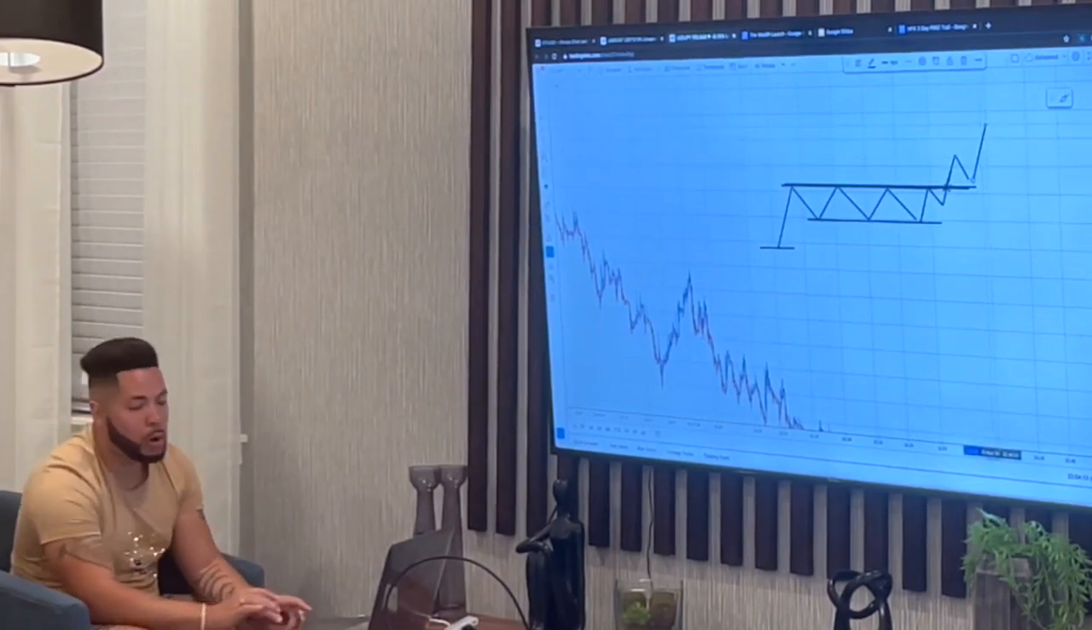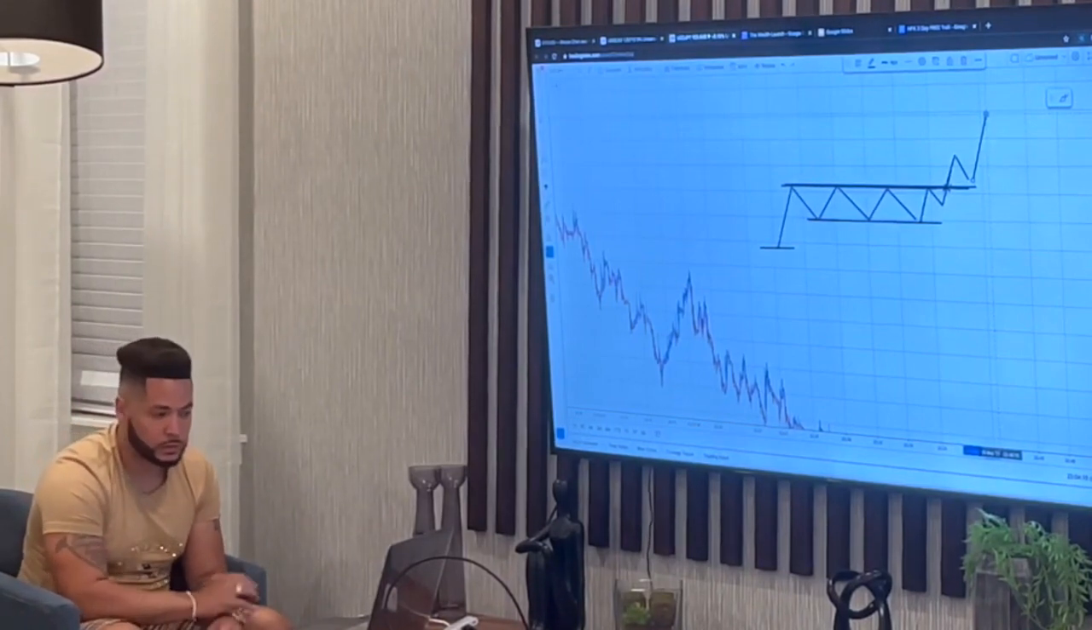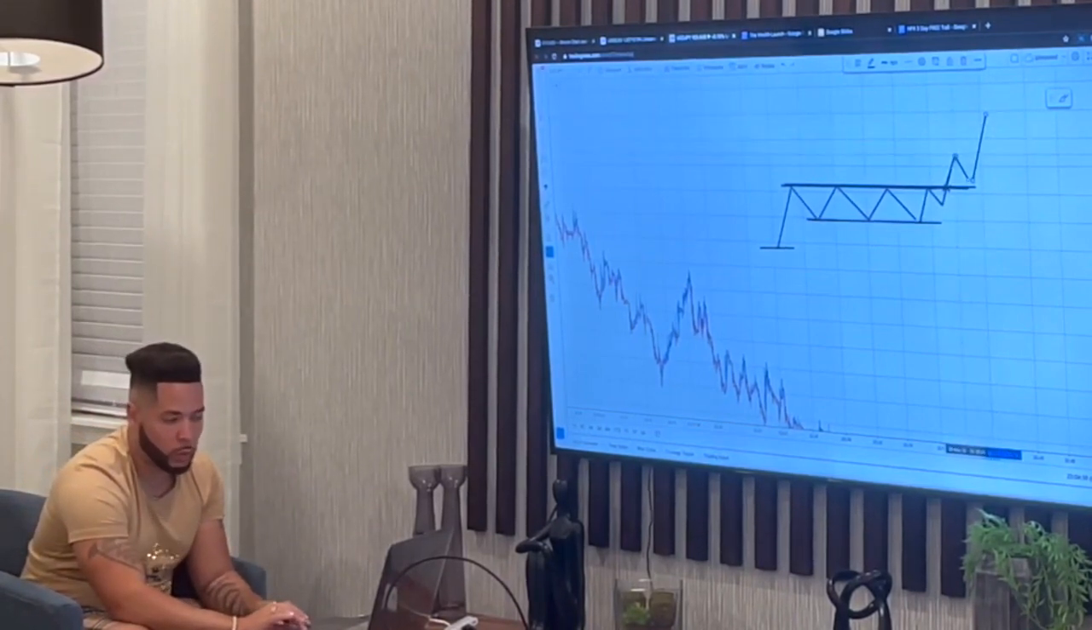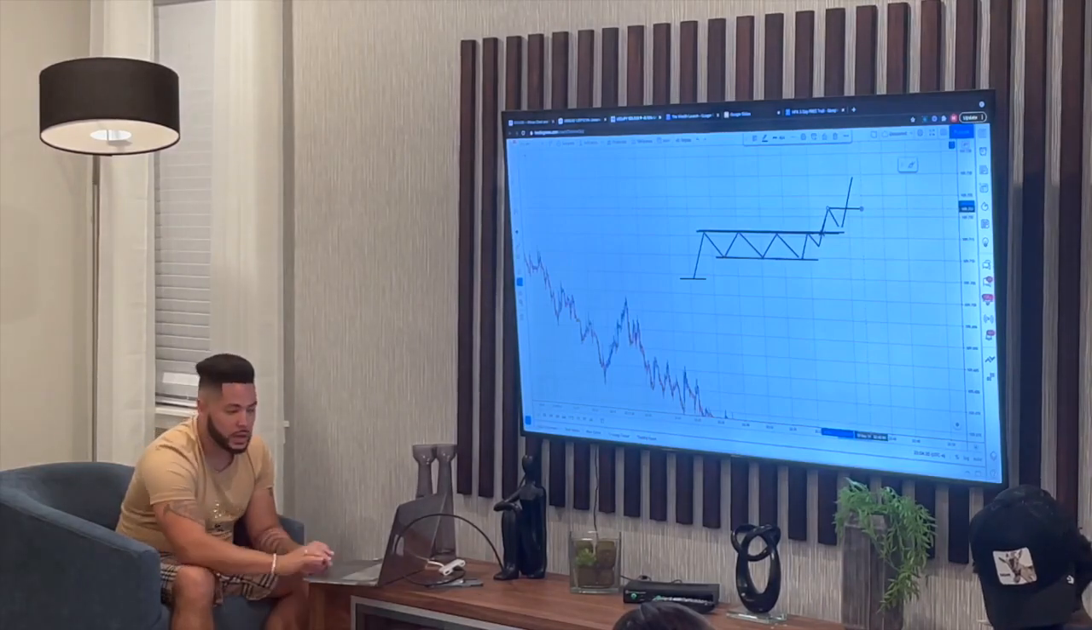And on that very first pullback, what should you expect the market to do? Continue to go up. Now, if this market wants to continue to go in an uptrend, what is the next thing that it needs to do? What does it need to do? Retest. It needs to break the previous high. That's it. Market's in an uptrend.